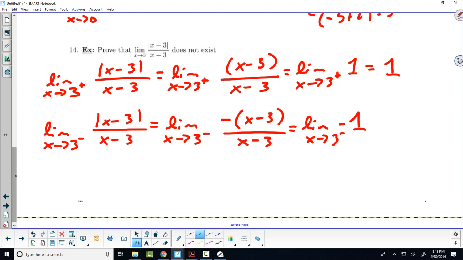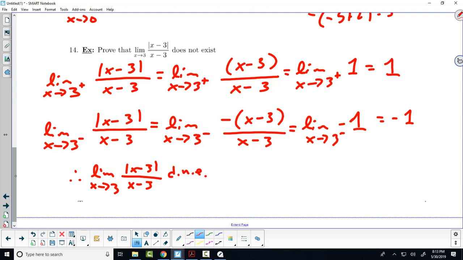Simplifies down to a negative 1. What is the limit of a constant? It's just the constant. Therefore, the limit as x approaches 3 of the absolute value of x minus 3 over x minus 3 does not exist.